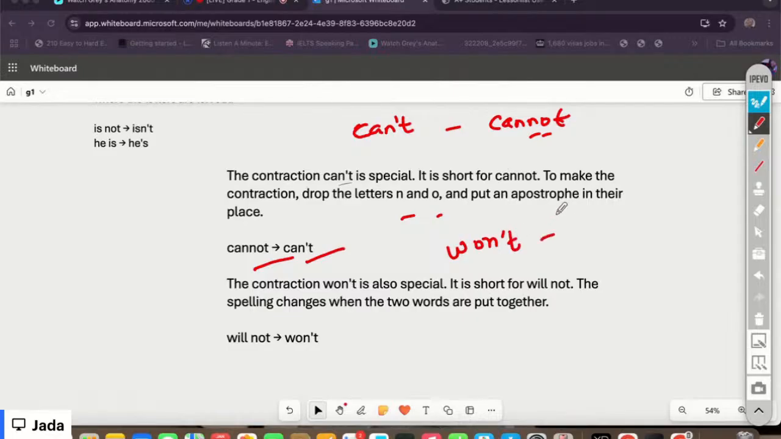And we also have the contraction won't. Okay, so won't is also a special contraction. It is shortened for will not. So won't is will not. The spelling changes when the two words are put together. So when they're put together, the spelling totally changes. So this one is very special. So from will not, it becomes won't. Okay, so we just have some very special contractions like that.